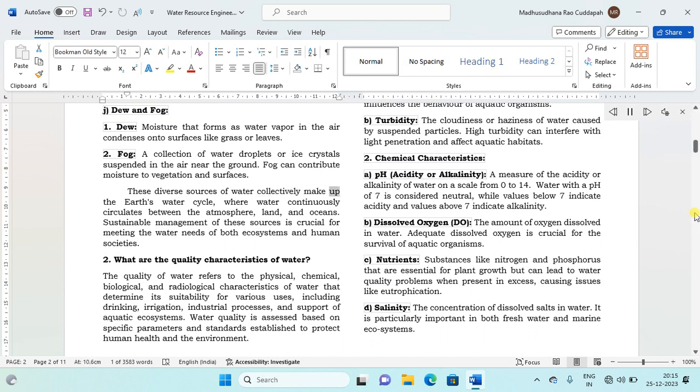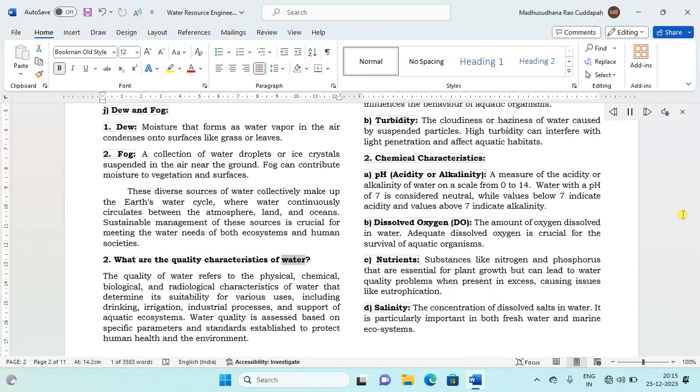These diverse sources of water collectively make up the Earth's water cycle, where water continuously circulates between the atmosphere, land, and oceans. Sustainable management of these sources is crucial for meeting the water needs of both ecosystems and human societies.